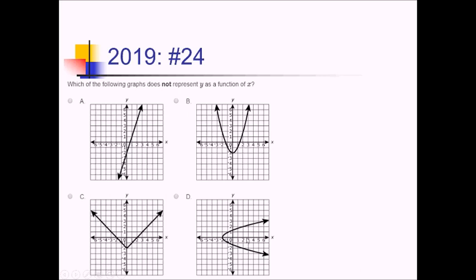This last one, choice D, is going to fail the vertical line test. There are multiple places where the same input, the same x value, gives us two different y values, two different outputs. Since D is the only one that fails the vertical line test, we would say D does not represent y as a function of x. It's not a function.